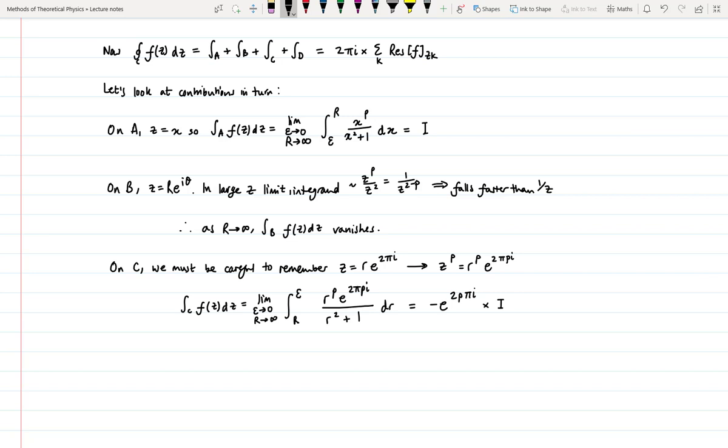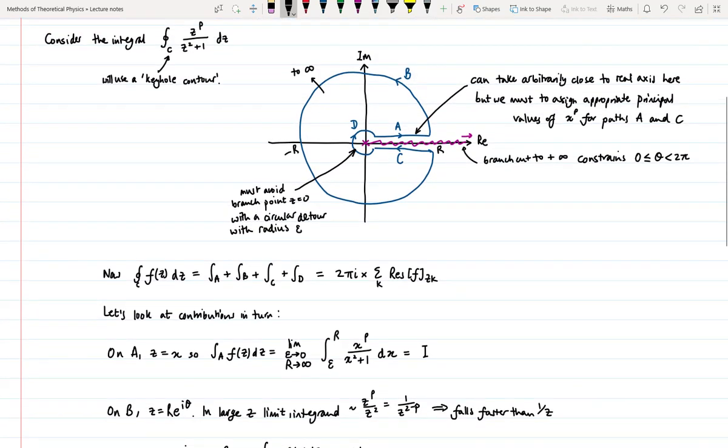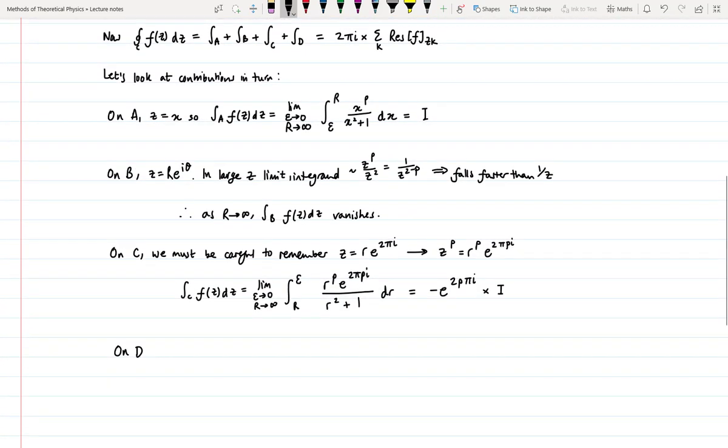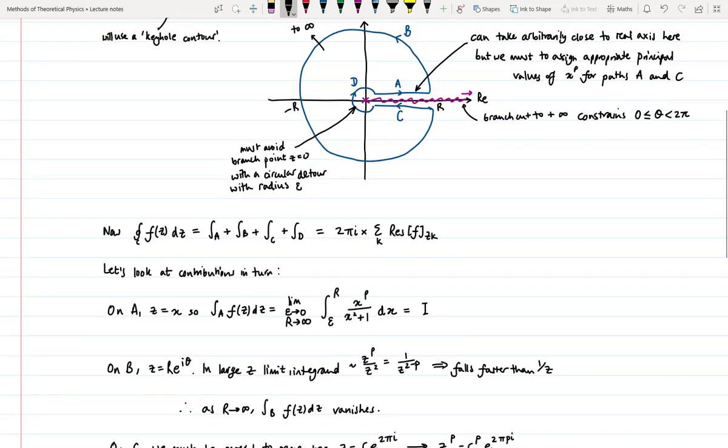Let's deal with the final contribution, which is on D. Looking up at our picture, D is a small circular contour of radius epsilon. We can therefore assign that z is epsilon e to the i theta. And so the integral along D of f of z dz becomes the limit where epsilon is tending to 0, and then the integration limits are from 2 pi to 0. In the picture, that's because we're traversing D in the clockwise direction.